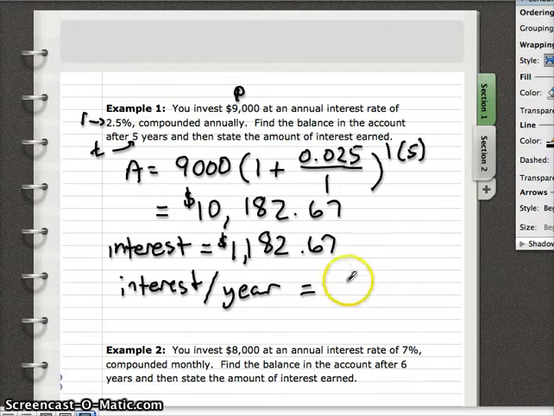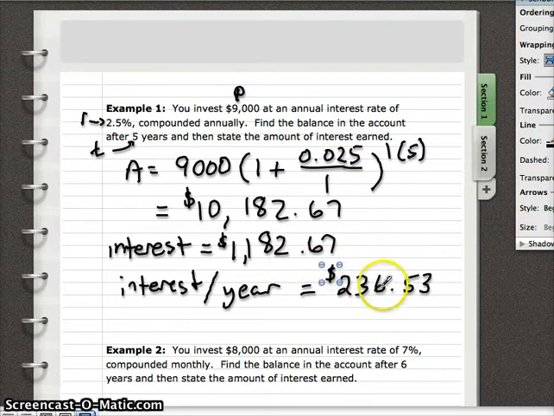So when you do that division, you end up getting $236.53 approximately. So each year for 5 years, with my money sitting in the bank, I'm earning an average of this. I mean, it's not going to be this exactly every year, but it's going to be close on average every year I earned that.